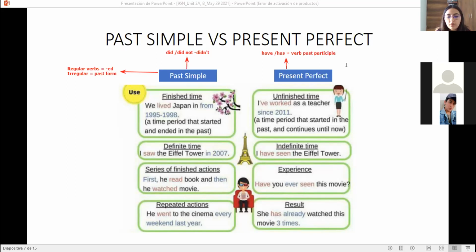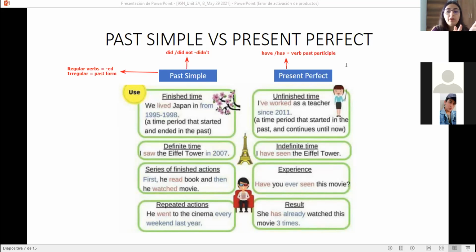Then we have series of finished actions. Cuando ustedes se refieren a acciones repetidas, una serie de acciones repetidas, ¿qué ocurrió o qué acabaron en el pasado? Vamos a ocupar past simple. For example, yesterday I took a shower, I had breakfast, I read a book, I went to my grandfather's house. ¿Sí? Estamos repitiendo o estamos numerando ciertas acciones que tuvieron o que pasaron en el pasado.